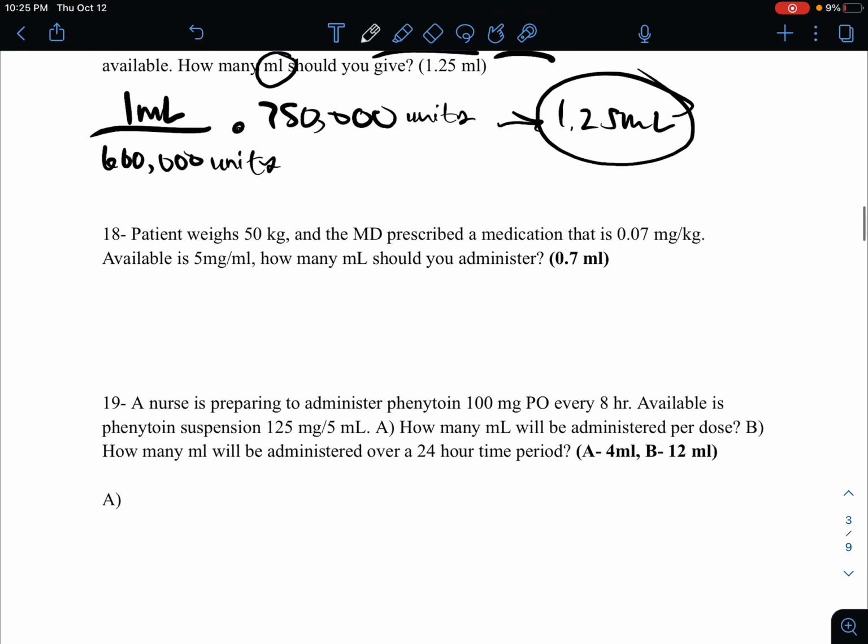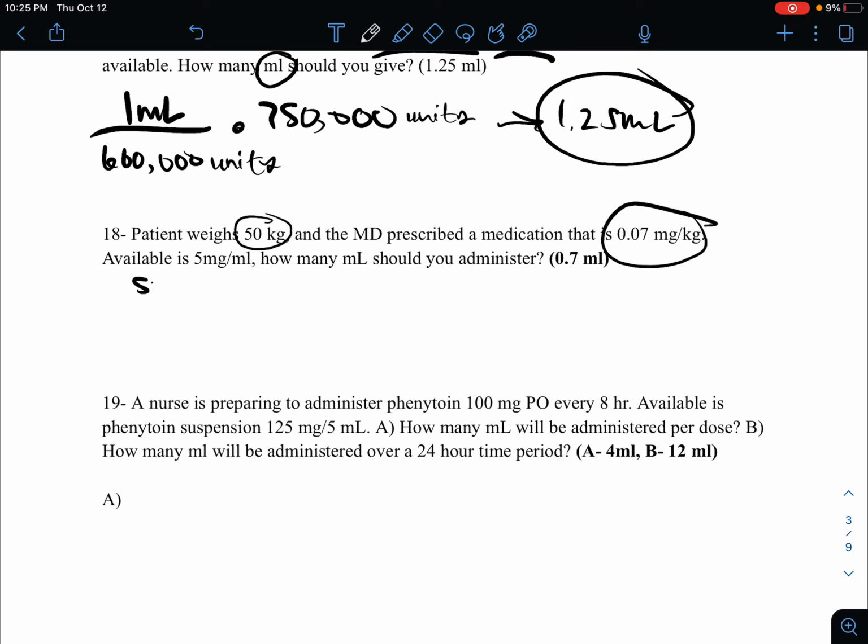Okay, so a patient weighs 50 kilograms. The MD prescribed a medication that is 0.07 milligrams per kilogram. Available is 5 milligrams over 1 milliliter. How many milliliters should you administer? Another question that might confuse you. What you're going to do is find out how much you should administer first.